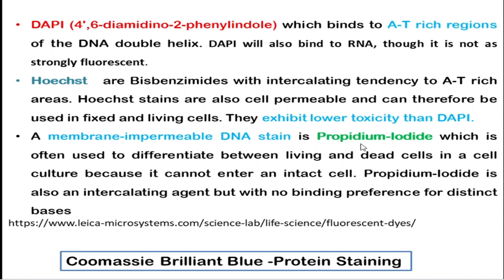Next is propidium iodide, which is a membrane impermeable DNA stain. It is used to differentiate between living cells and dead cells in cell culture, because this particular PI dye isn't able to enter into the intact cell. Propidium iodide is also an intercalating agent, but it doesn't have any such binding preferences. Like DAPI specifically binds to AT-rich regions, and this benzimide also binds with AT-rich regions. But propidium iodide doesn't have any such binding preferences. And for protein staining, they will be using Coomassie brilliant blue.